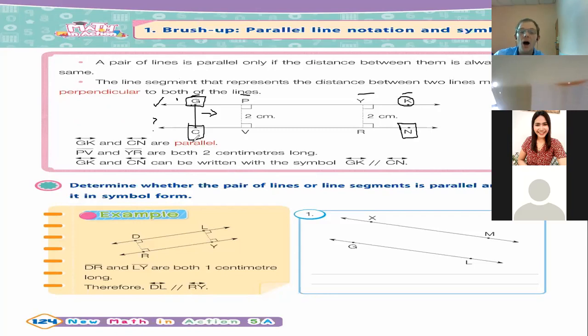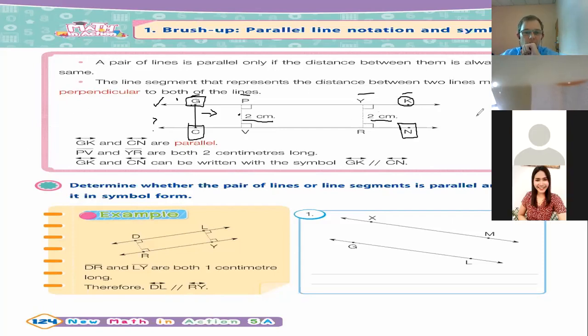Now we can say that GK and CN are parallel. Why can we say that? Because they've measured it here, 2 centimeters, and they measure it at a different point. And the distance is the same. So it means that those 2 lines run parallel to each other. They run side by side. It's like you and your friend walking and you never touch each other. You are walking in a parallel line.